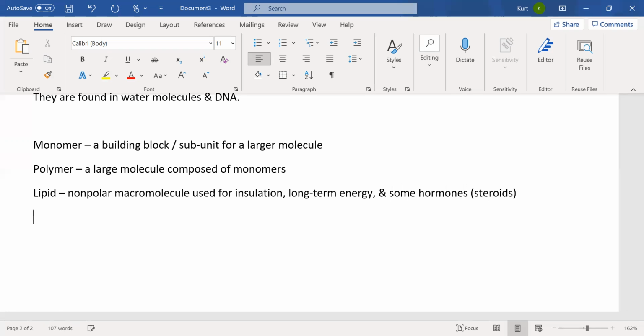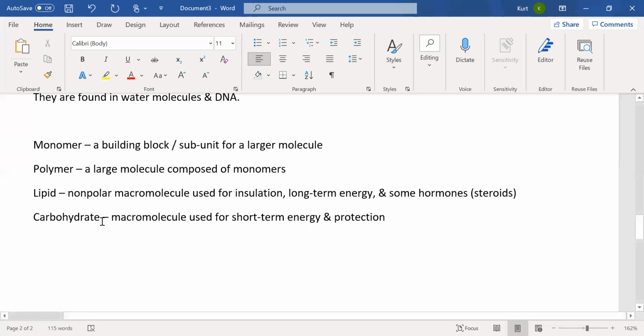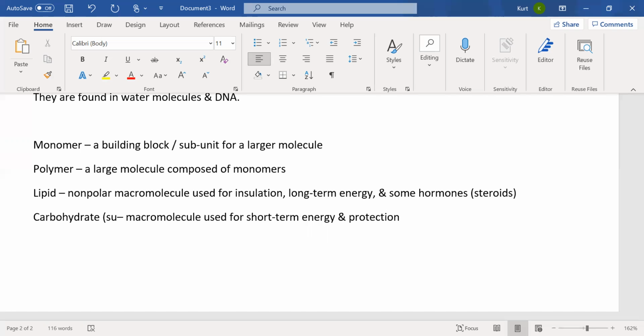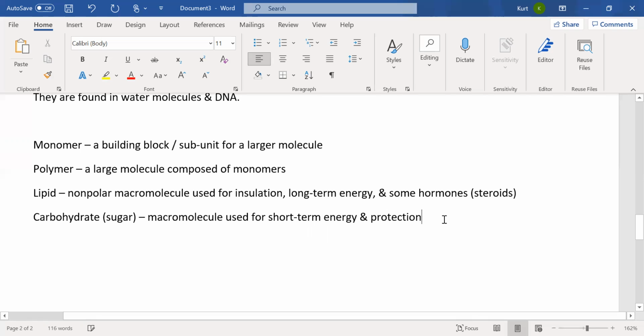All right. Next, carbohydrate. A carbohydrate is a macromolecule used for short-term energy and protection. What is another word for a carbohydrate, guys? S word, 5 letters. Sugar. And technically, you're not wrong. Saccharide means sugar.